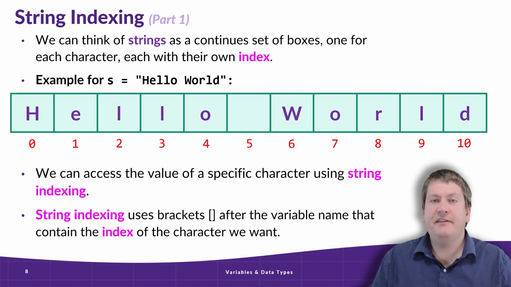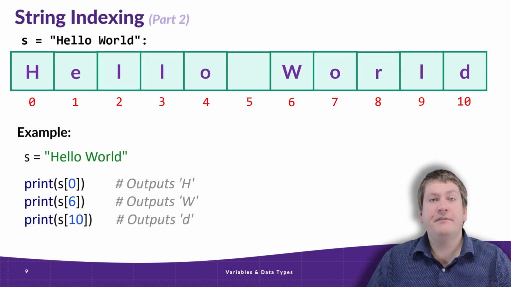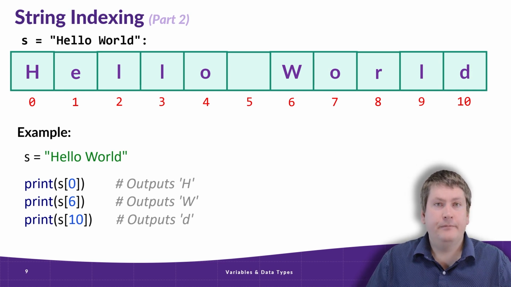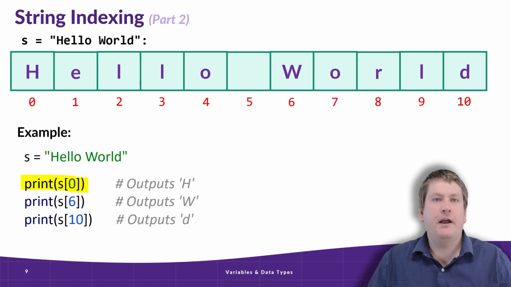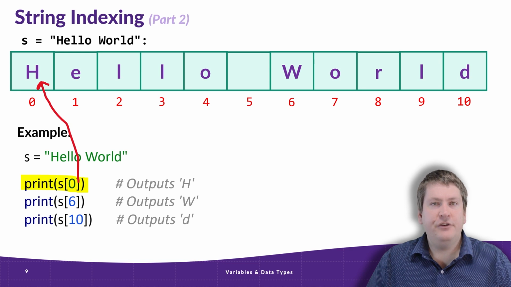In Python, we can access a character at a given index by using the brackets operator after a variable name, and these would be the square brackets. Let's take a look now at an example. So we still have the string hello world, and this string is assigned to the variable s. The first print line attempts to output the character in the string at index 0. In this case, the character at index 0 is h, so that's what's going to be output.